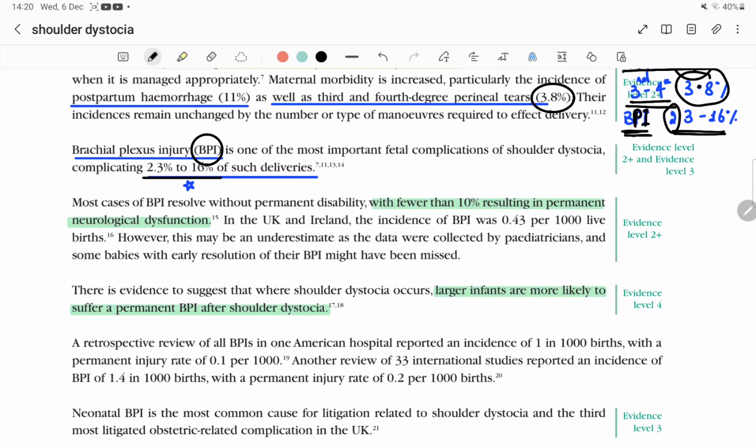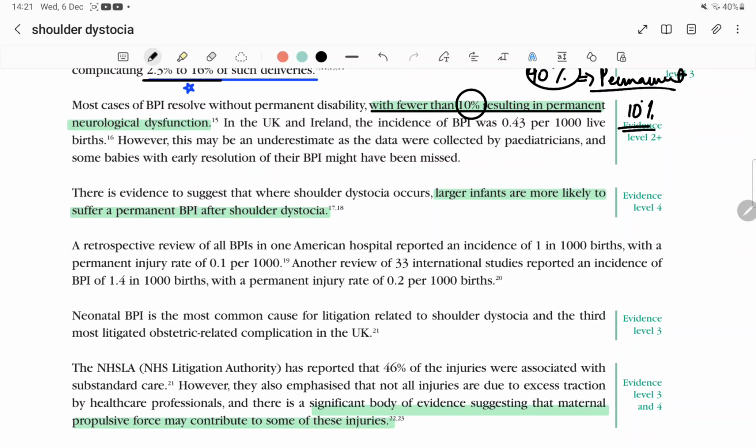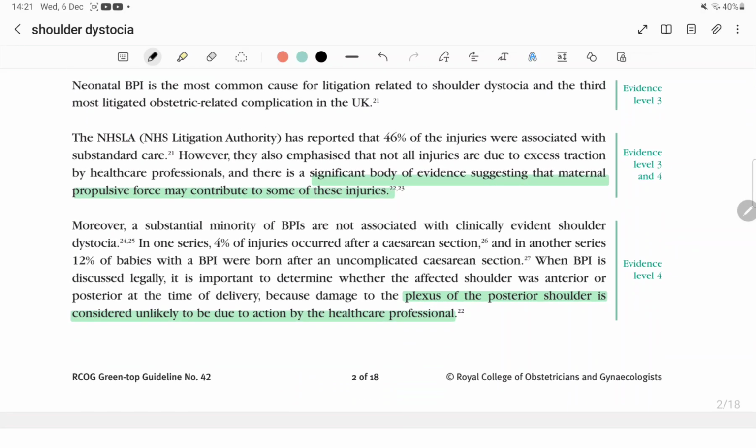All these are MCQs. This is one of the MCQs of past MRCOG: how much is the permanent neurological dysfunction? It is 90%, meaning 10%. So 90% will have no permanent dysfunction. They can make an MCQ like this: 90% will have no permanent neurological dysfunction and 10% will have. Okay. Now the larger infant, meaning the weight is more, then the chance of shoulder dystocia is high.